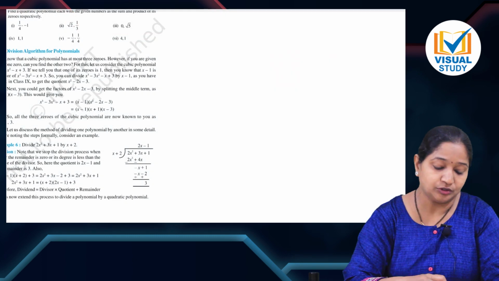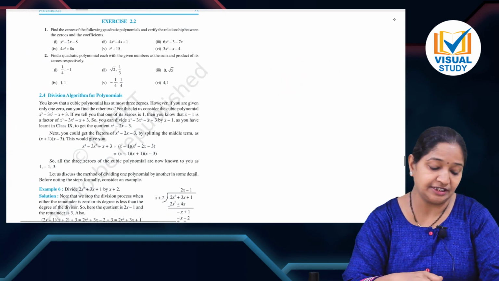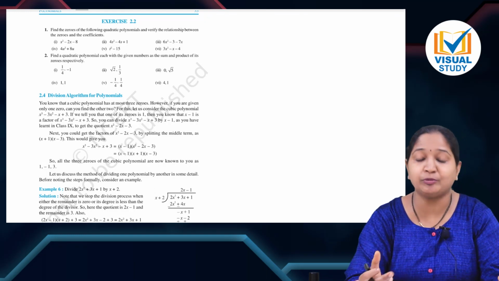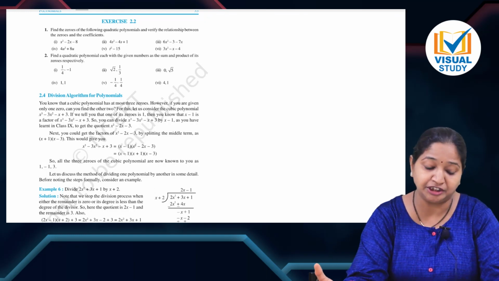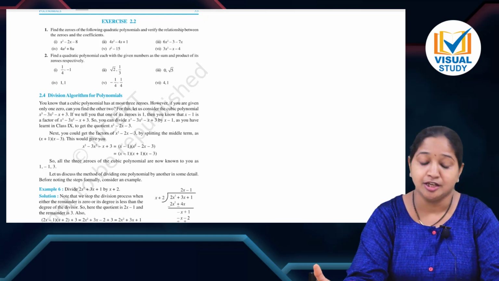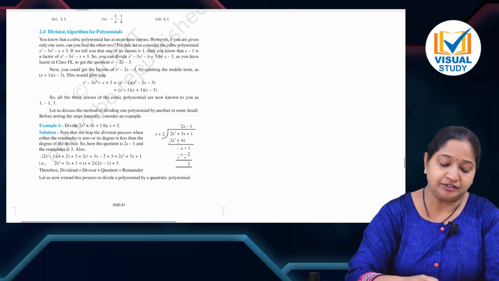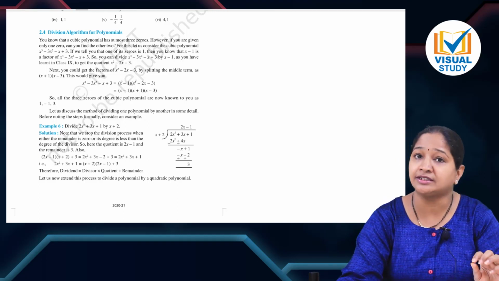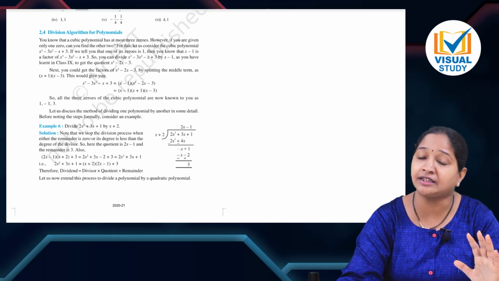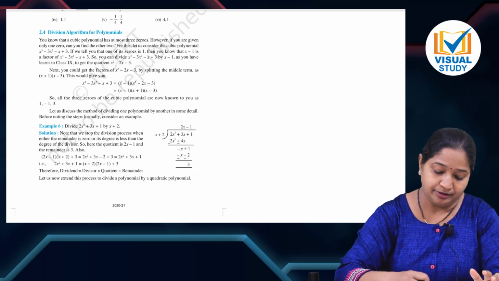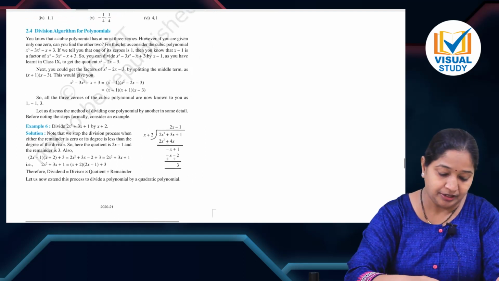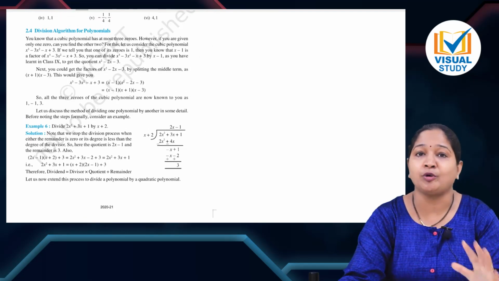Hello everyone. So last lecture we have seen how to find the zeros of the quadratic polynomial, then verify the relation between the zeros and the coefficient. In this lecture we are going to see the division algorithm of polynomials. Actually this is the sums what we have done in the 9th standard also, but a little bit vast is there in this lesson. Division algorithm for polynomials.